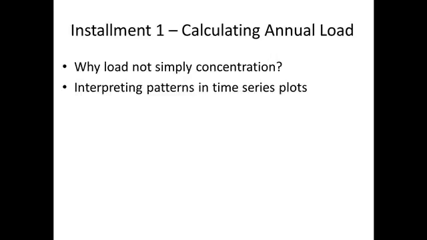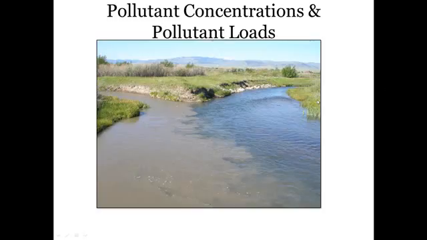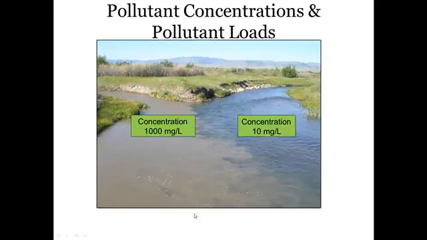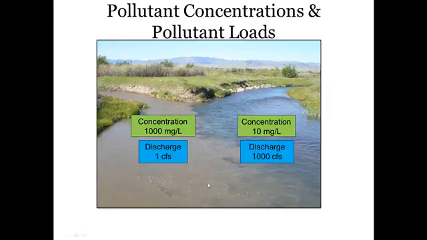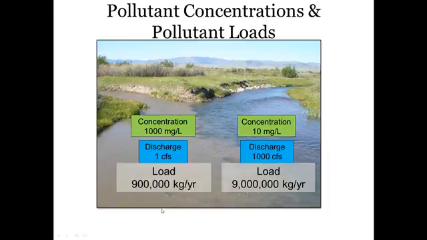Installment 1, why are we talking about load and not simply concentration? And what can we learn from the patterns in these time series plots? Recall this example where I ask, if I'm a watershed manager trying to manage the water quality downstream after these 2 streams mix, one has 1,000 milligrams per liter of some pollutant, perhaps sediment in this case, one has 10 milligrams per liter, which is more important? You can't know unless you know the discharge, because if this stream has a much lower flow, then you could still have an order of magnitude more pollutant load in the stream with less concentration.